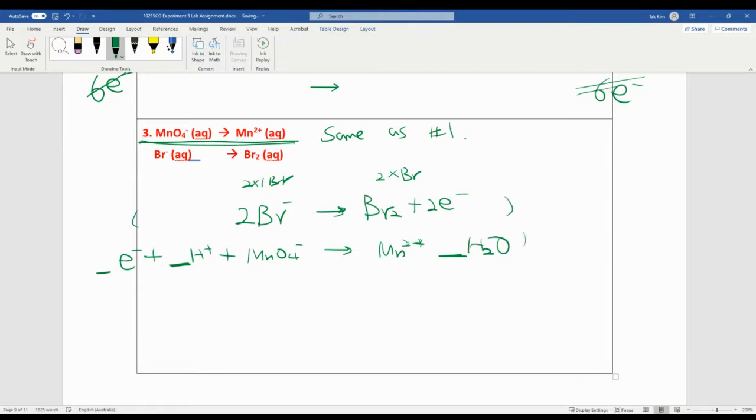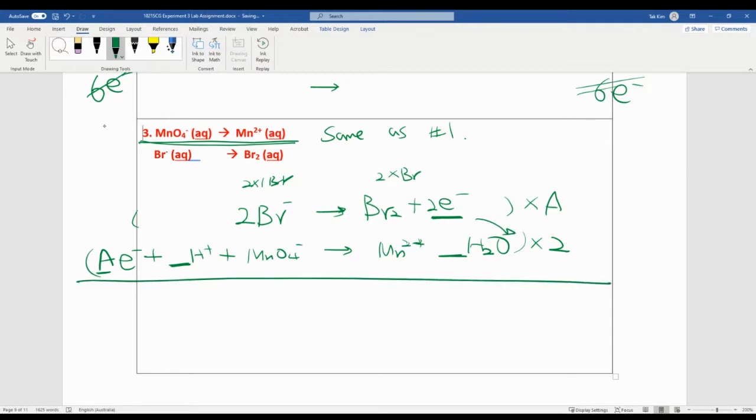In the end, you need to do, so say the number over here is A times by A over here times by 2 here, because the number of electrons from the other half is 2, right? By doing this, you should be able to combine into one redox equation.